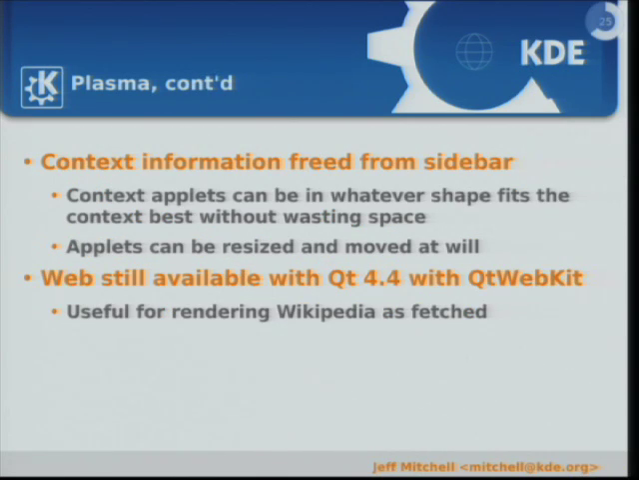So the context information is now freed from the sidebar because we have this context view. And the context applets can be whatever shape fits context best, and they can be resized and moved at will. And we still have Qt WebKit that's coming, so for things like Wikipedia, it makes sense to just render the HTML. And so we still have that as an option if we want it.